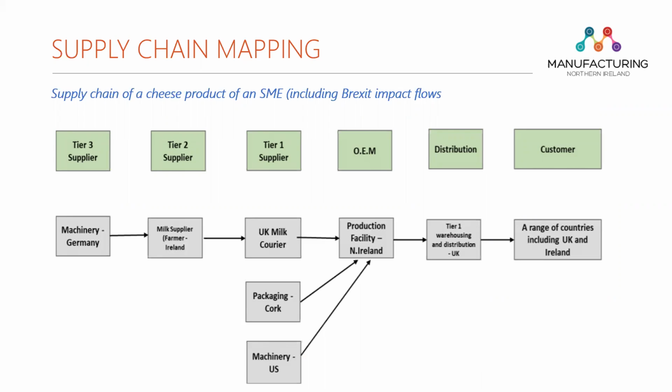But let's also look at a smaller network, because sometimes it's hard to visualize what a supply chain is. So this is what's called a supply chain map, and it's a supply chain of a cheese product of an SME, including some of its Brexit impact flows. So this is a cheese producer based in Belfast, and the company gets a high percentage of its milk supplies from a farmer in Devon, and another farmer in the Republic of Ireland.